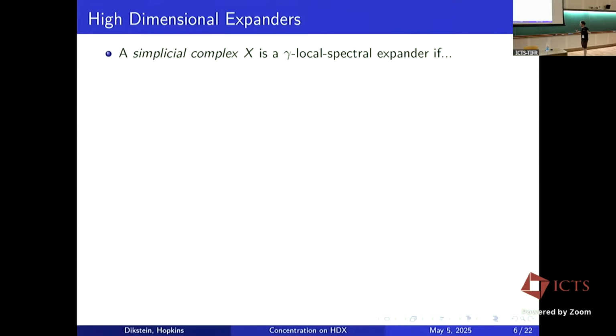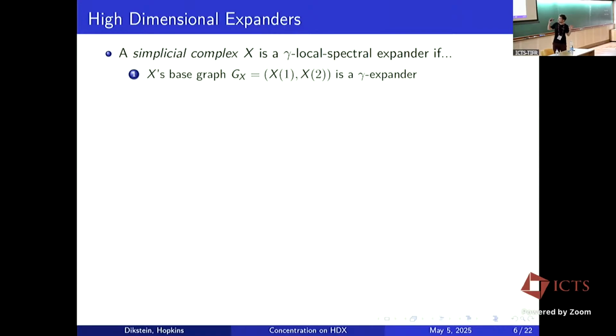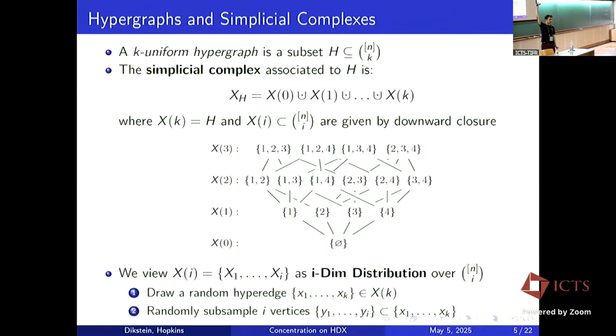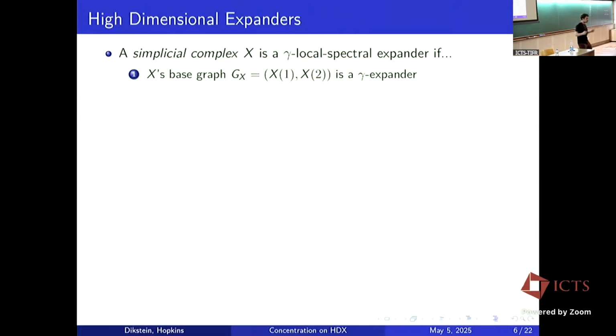Okay, so when should we call a hypergraph or a simplicial complex a gamma local spectral expander, a high-dimensional expander? We'll use this particular definition from the literature. I'll be a little bit quicker with this than I was during the school, where we spent like an hour and 15 minutes on it. The first requirement is that x's base graph, if we look back here, just ignore everything above x_2, gives us some measure of pairwise correlations in the hypergraph. We'll ask that this base graph is a spectral expander, a gamma expander.